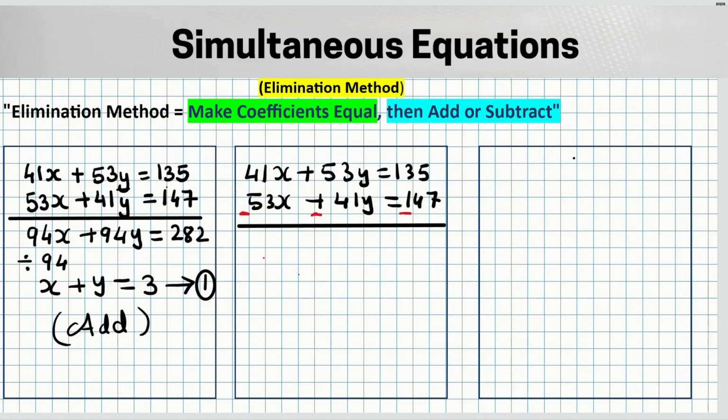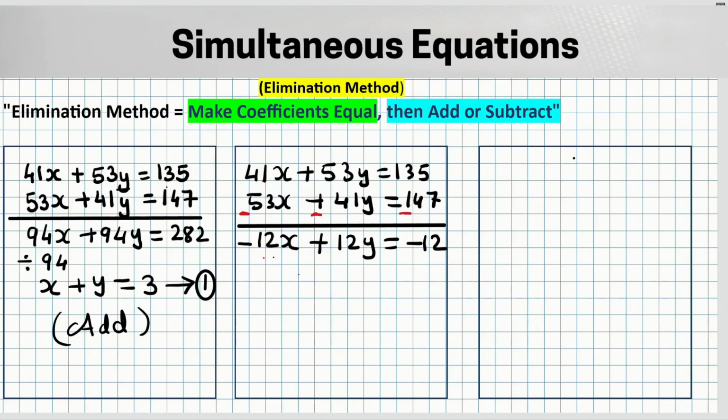Now we are going to subtract the two equations. So on subtracting, what do we get? 41x minus 53x, plus minus is minus, sign of the greater number, so it becomes minus 12x. Again, plus minus is minus, sign of the greater number, and plus 12y is equal to 135 minus 147, which is minus 12. I hope this is clear, students.